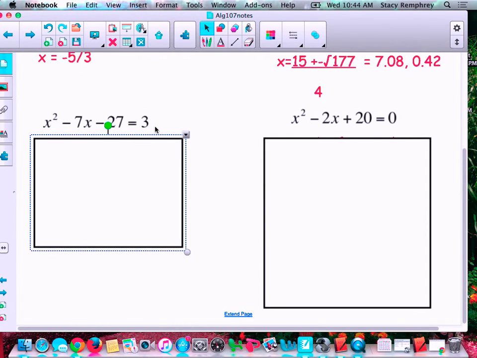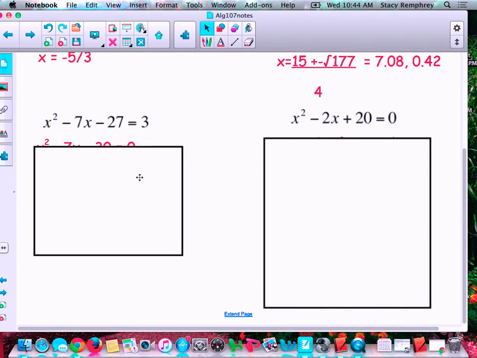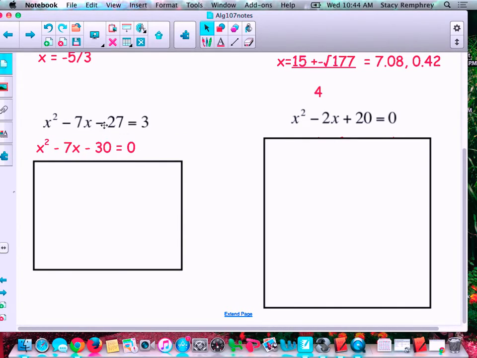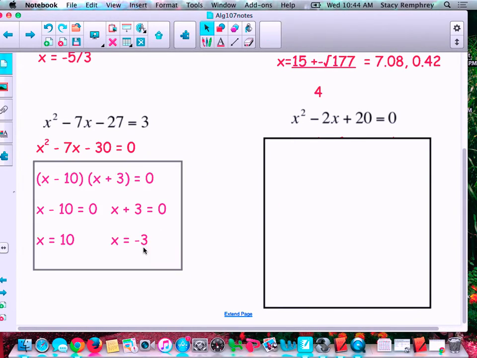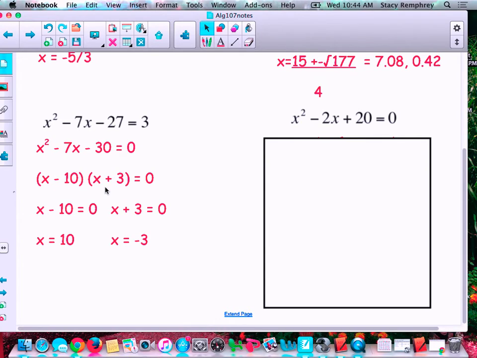All right, in this one, notice that it doesn't equal 0. So we have an extra step first. We have to subtract 3 from both sides because I need it to equal 0. I'm looking for factors that equal 0. It makes my job much easier. Okay, then you're going to factor it. You can see I did that here and set each factor equal to 0.